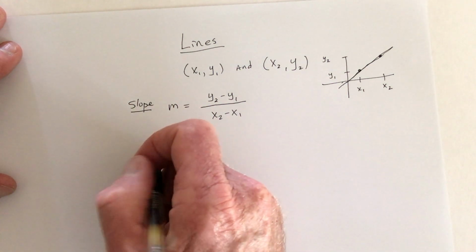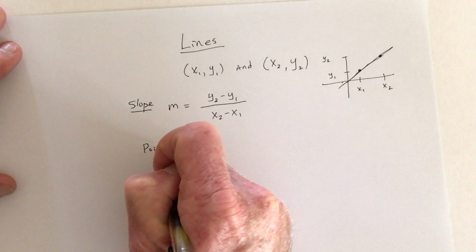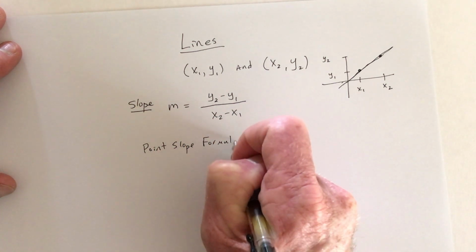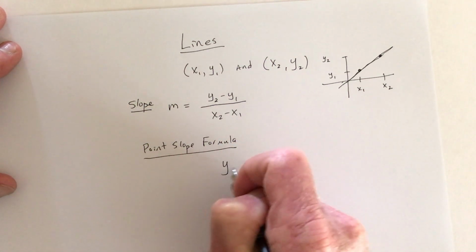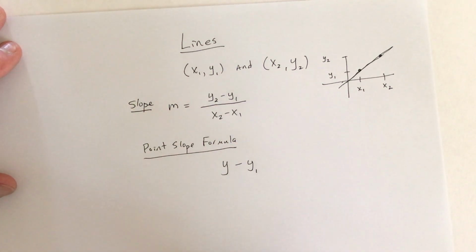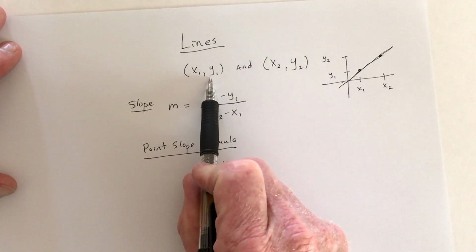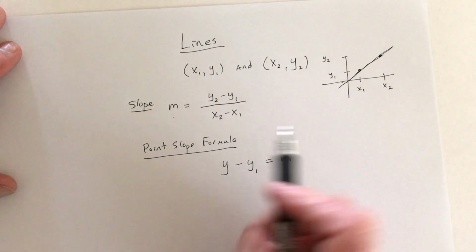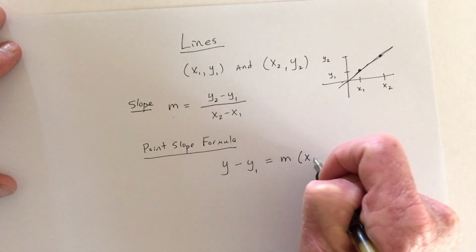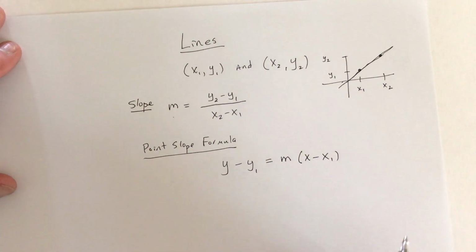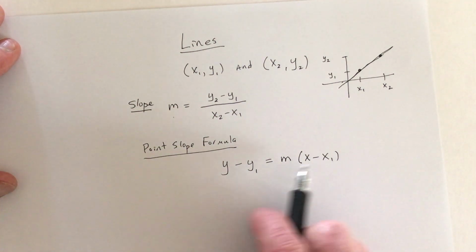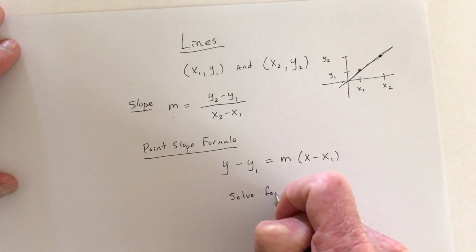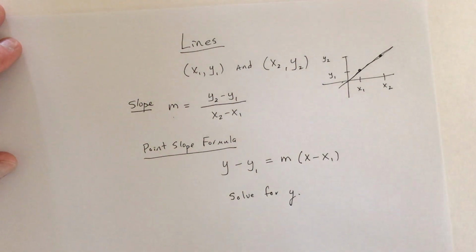The second step is use the point slope formula. And that goes take the letter y minus whatever number you had for y1, and then put the slope, in other words, the answer that we got from this, times parentheses the letter x minus whatever x1 was. And then at the end, we'll solve for y, and then that will be the equation of the line.